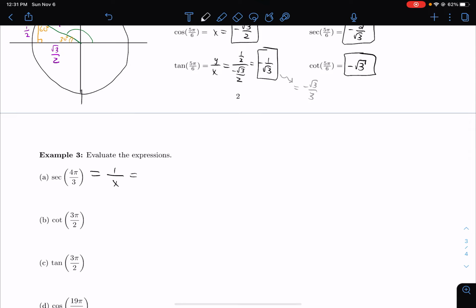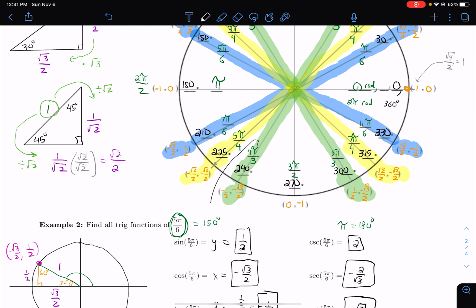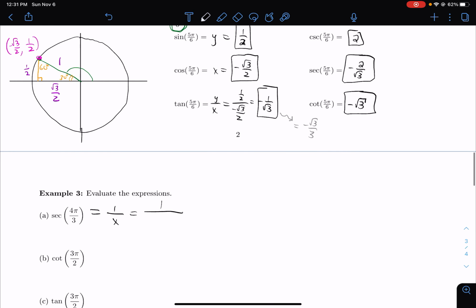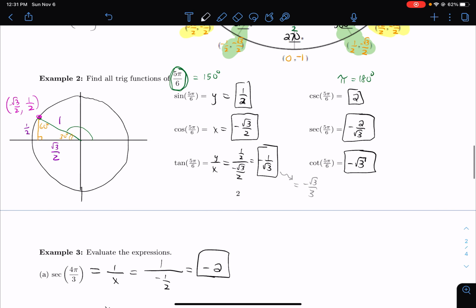So I know secant is 1 over cosine, and cosine is x. So 1 over x. So I'll get 1 over, and let's look at where 4 pi over 3 is in the unit circle. So 4 pi over 3 is here, and I need the x-coordinate, which is negative 1/2. So the x-coordinate at that point is negative 1/2. So dividing by that fraction means multiply by the reciprocal. That gives me negative 2. And that's it. Okay, let's do cotangent of 3 pi over 2. I know cotangent is the reciprocal of tangent. So that's x over y. And let's look at where 3 pi over 2 is in the unit circle.